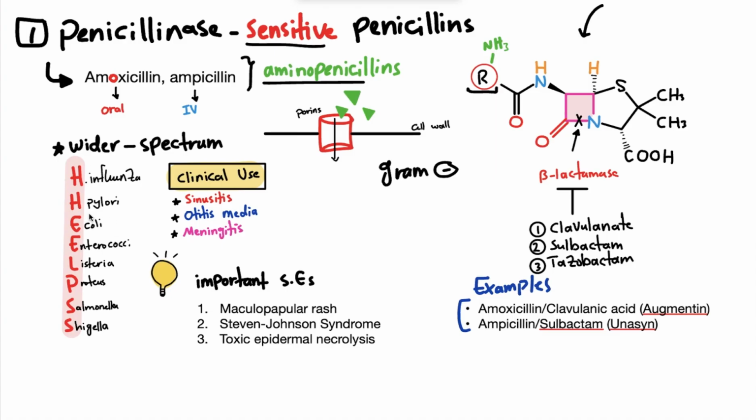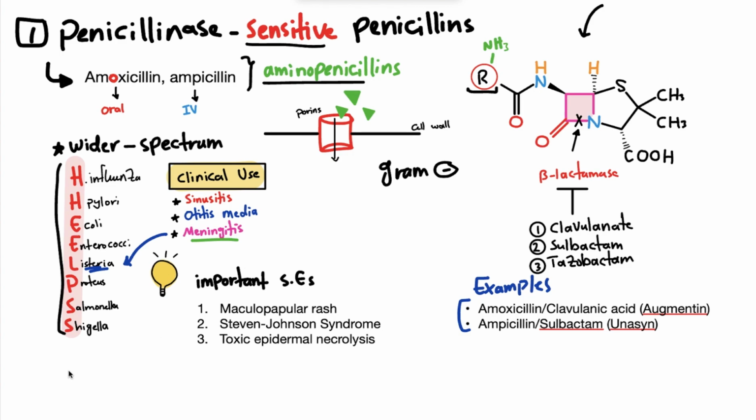And we can remember this with the HEELPSS mnemonic. The HEELPSS mnemonic stands for Haemophilus influenzae, Helicobacter pylori, E. coli, Enterococci, Listeria, Proteus, Salmonella, and Shigella. Therefore, the clinical uses include sinusitis, otitis media, as well as meningitis. And when we're talking about meningitis in this case, we're mostly talking about Listeria.